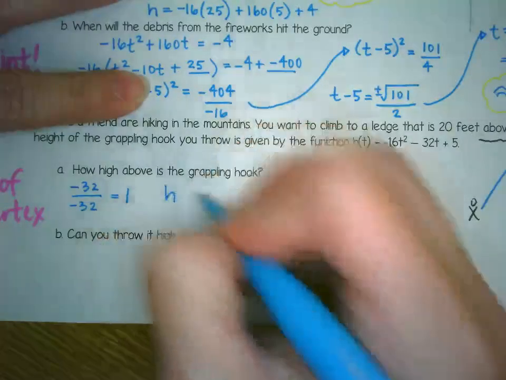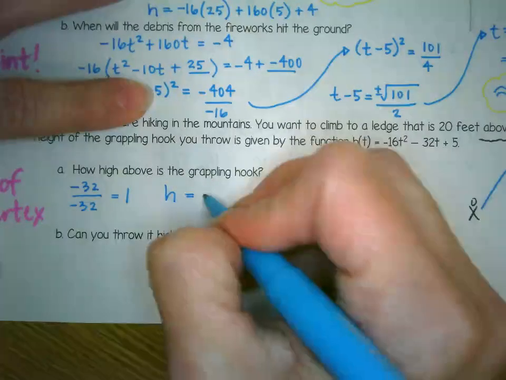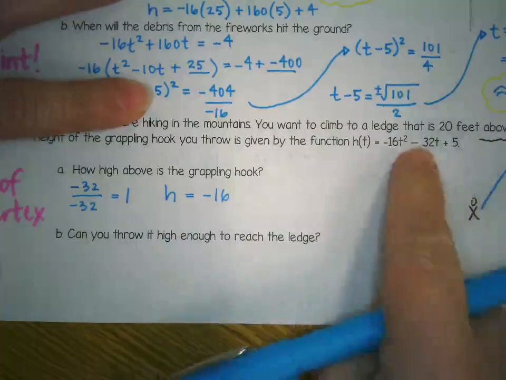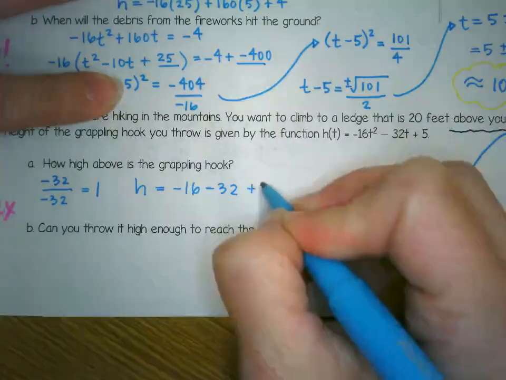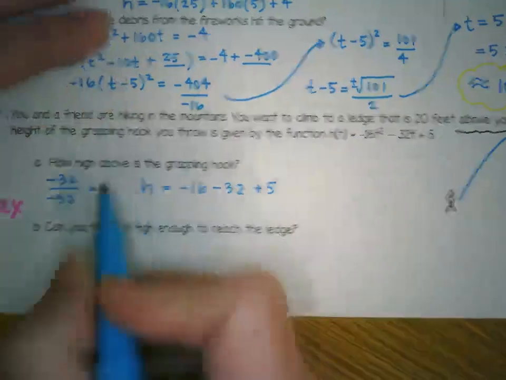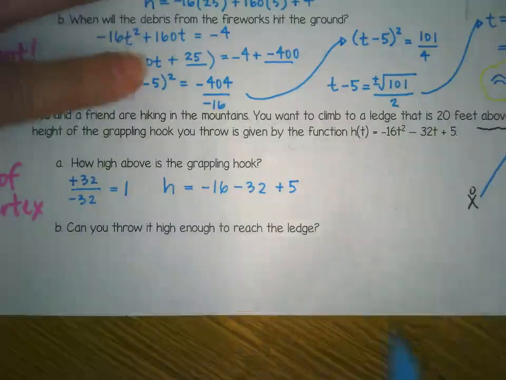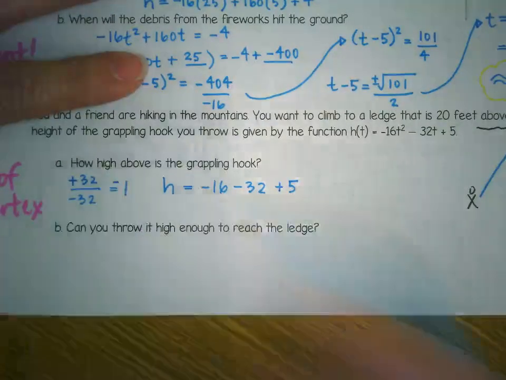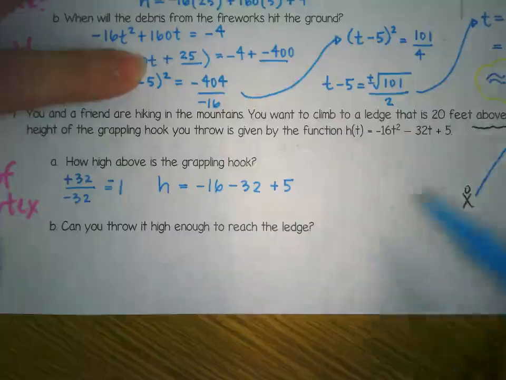So now the height of the grappling hook is going to be negative 16 minus 32 plus 5. Oh my gosh, hold on. Negative b, I forgot. That should be a positive one. So this is a negative one. The tickle in my throat is throwing me off here.